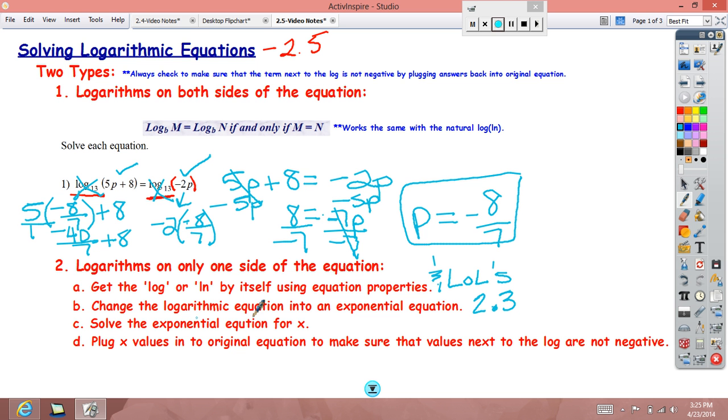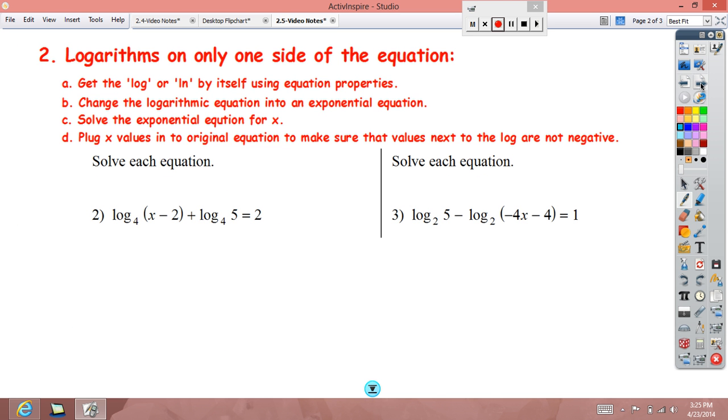Okay, so change logarithmic into exponential. Once we're in exponential, we can solve the exponential equation for x. And then D is just the same thing we were just talking about here. Plug the x values in to make sure the values next to the log are not negative. Okay, so let's try some examples. I rewrote those rules up here so we can keep looking at them.